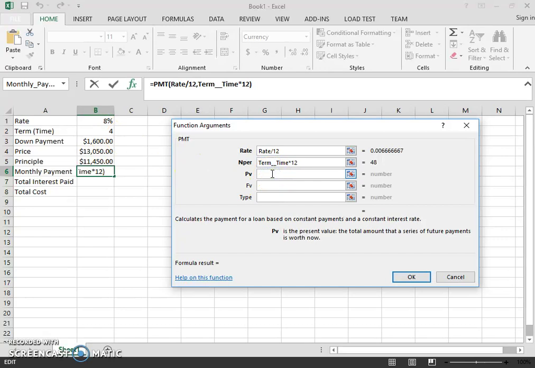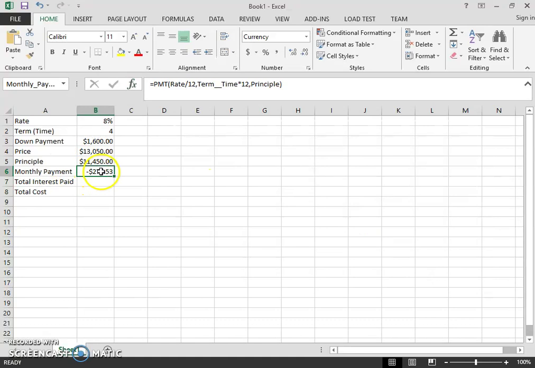Now, present value. Present value is the total amount that we are borrowing. So in other words, we are borrowing from the bank $11,450. We hit OK. It gives us a negative answer. That is fine. What we have to do is we're going to come back up into our formula bar and we're going to put a negative in front of PMT. And that turns our negative answer into a positive answer. So in other words, a 4-year loan, 8% interest, borrowing $11,450, our monthly payment is going to be $279.53.